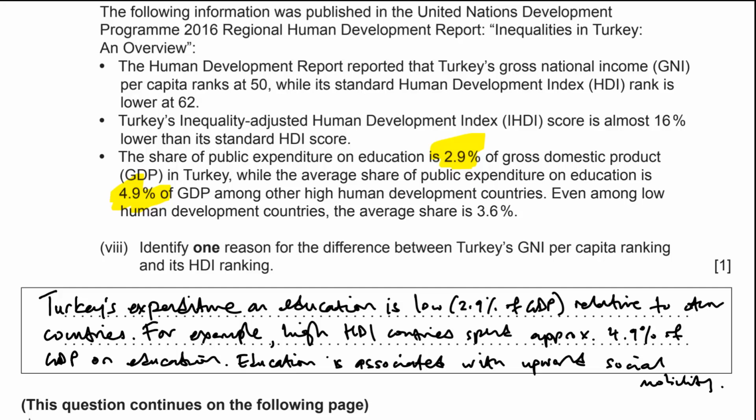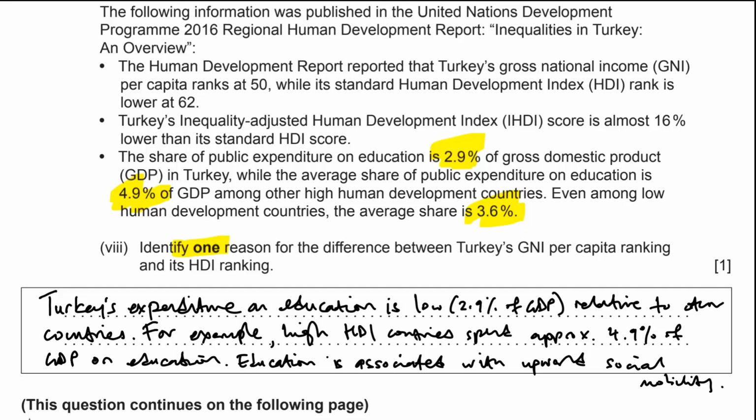Among other high human development countries, even among low human development countries, the average share is 3.6%. Identify one reason for the difference between Turkey's GNI per capita ranking and its HDI ranking.